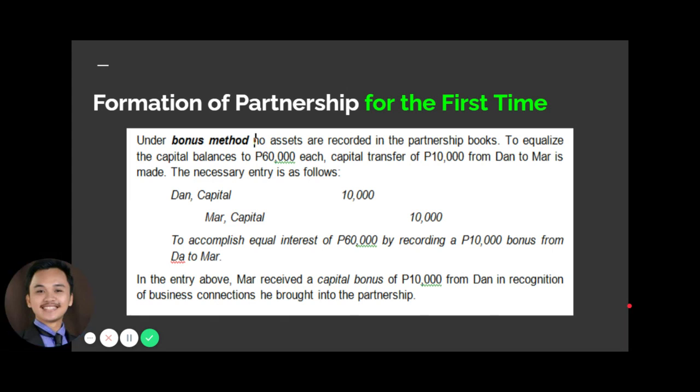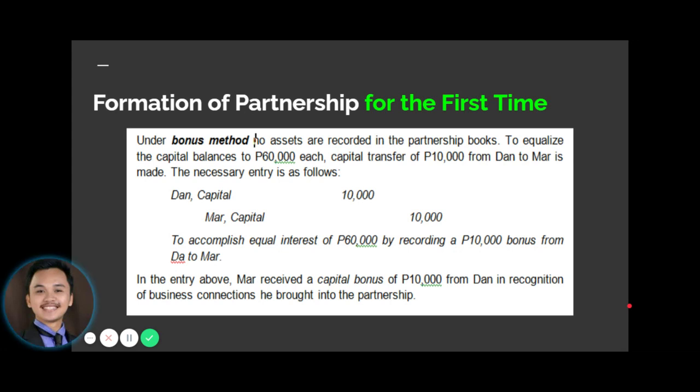Under the bonus method, no assets are recorded in the partnership books. To equalize the capital balance to 60,000 each, since if you add 70,000 and 50,000 it is 120,000, divide it by 2 to become 60,000. So therefore, what should be credited to Dan and to Mar is 60,000 each. It will now negate our earlier journal entry, the should-be entry, where we debit assets and credit Dan capital 70,000, and debit assets and credit Mar capital 50,000. That journal entry will deviate because of this agreement that they should share 60,000 each.